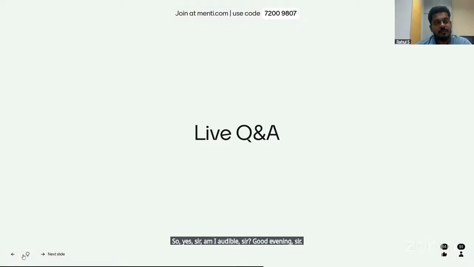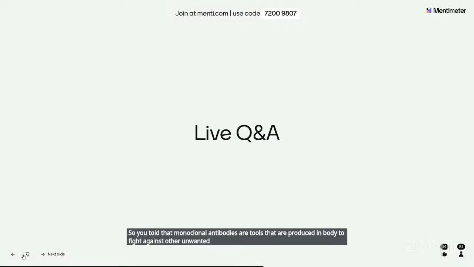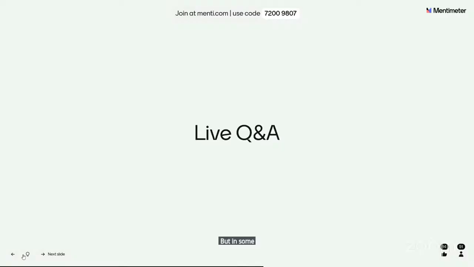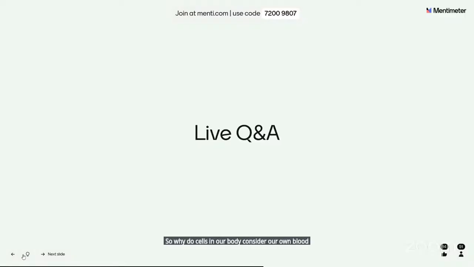Good evening. So you told that monoclonal antibodies are tools that are produced in body to fight against other unwanted cells. But in some diseases like psoriasis, our own body cells consider our own cells as foreign particles and destroy them, which leads to a skin disease. So why do cells in our body consider our own blood cells as foreign particles? And in such cases, what can be used to cure them or to treat those diseases?